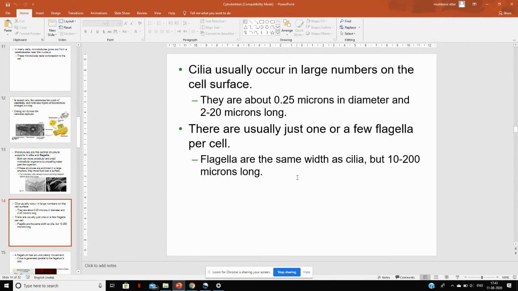That means cilia are small in length and more in number, whereas flagella are lengthier but one or two in number. But their microscopic structure is exactly the same.